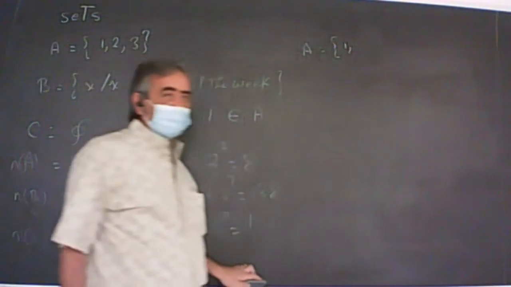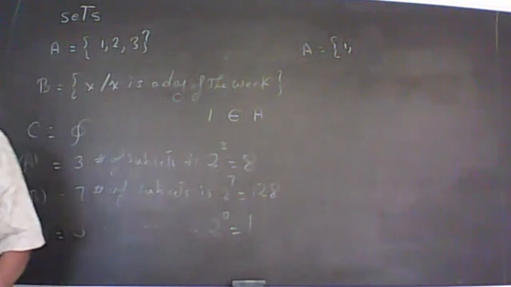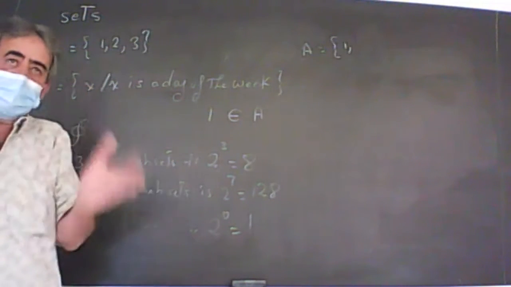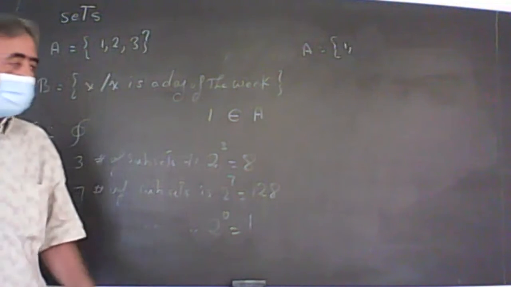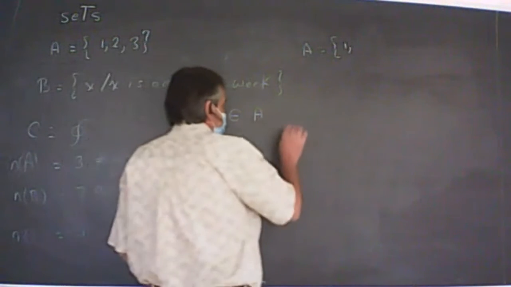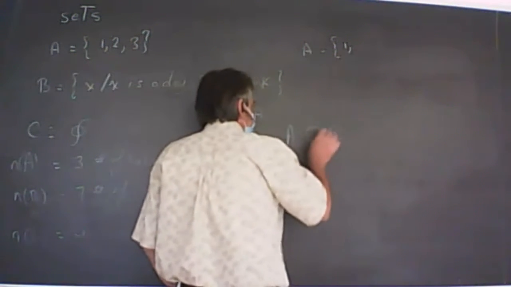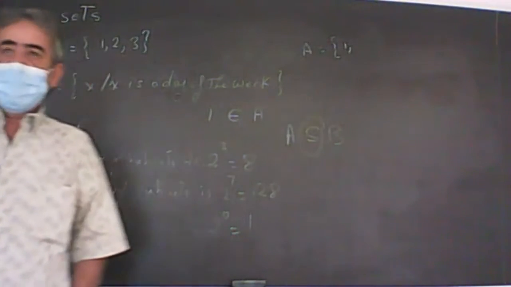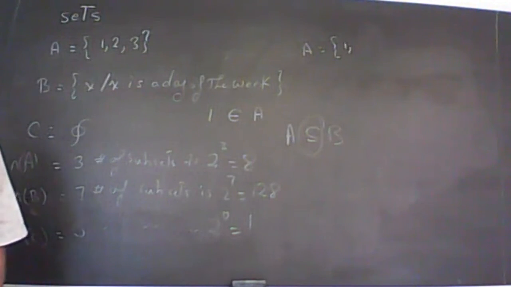When to use an element and when to use a subset is different. You use the element symbol for all elements. You use a subset when we're talking about comparing sets. Yes? So the element symbol is between an element and a set, and the subset symbol is between two sets. Those sets can be listed or they can be named, whichever way they are.